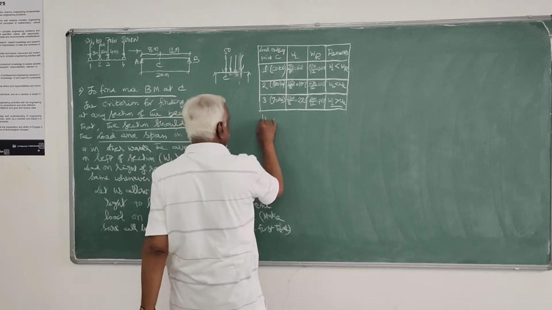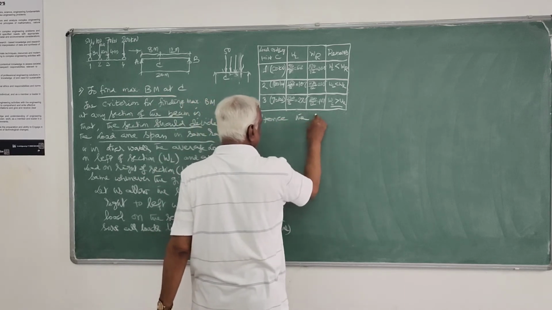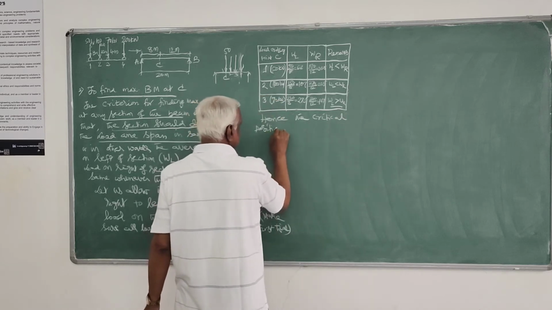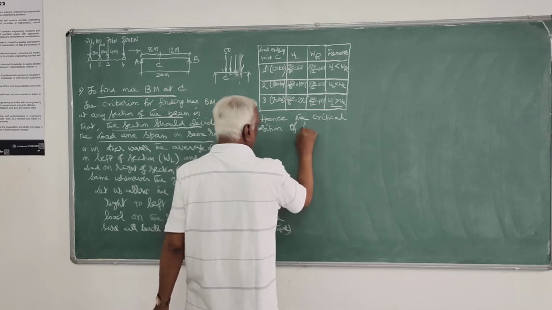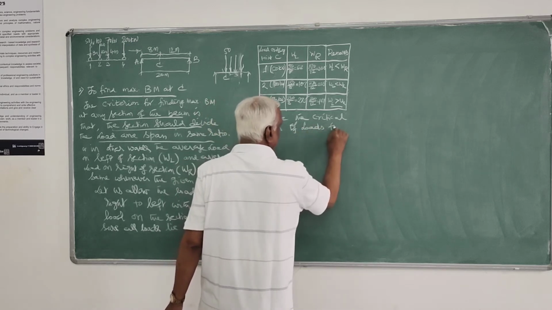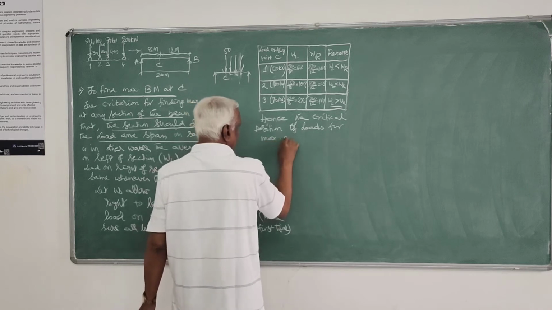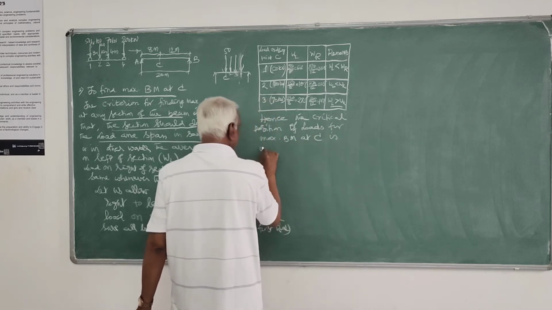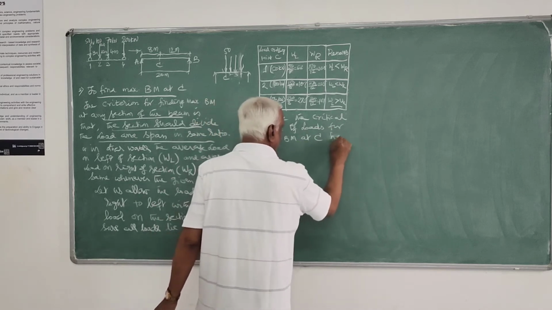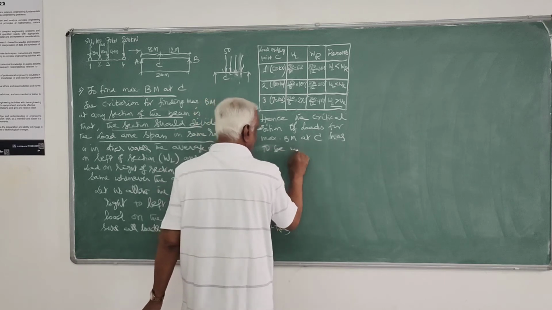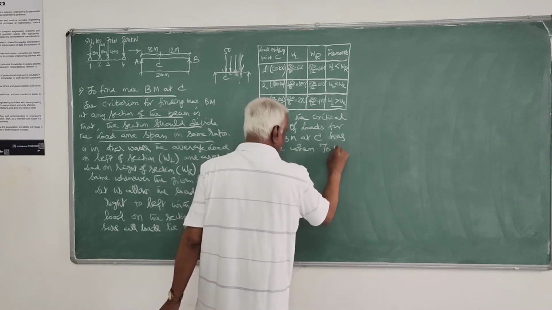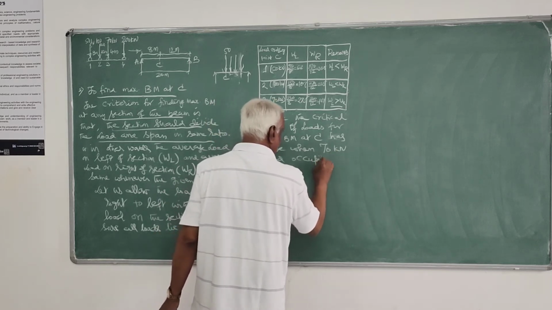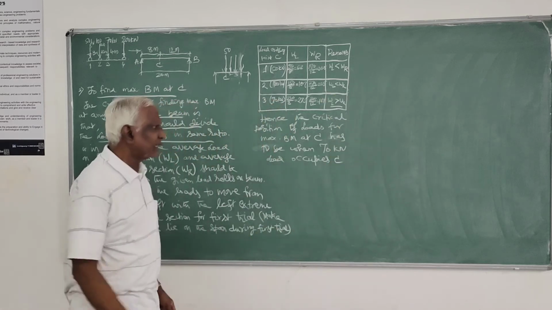So hence the critical position of loads for maximum bending moment at C is when the 70 kilonewton load occupies C. So that is the conclusion.